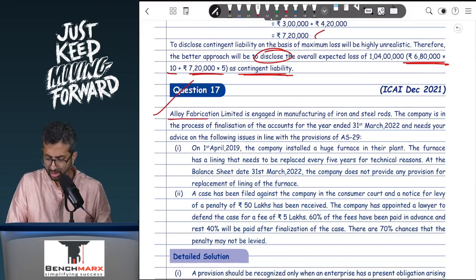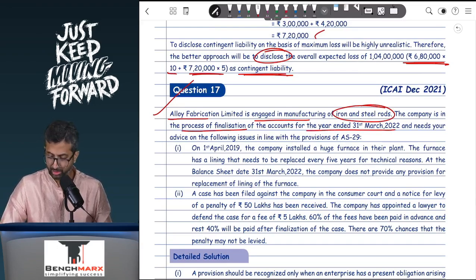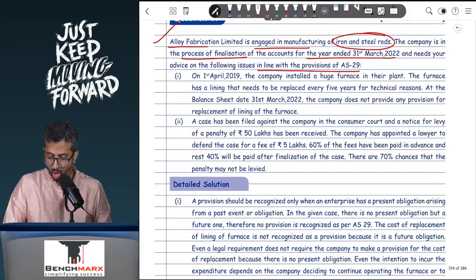Alloy Fabrication is engaged in the manufacturing of iron and steel rods. The company is in the process of finalizing the accounts for the year ended 31st March 22. So you are in the post balance sheet period and need your advice on the following in line with AS 29. On 1st April 2019, the company installed a huge furnace in their plant. Acha, you are in which year? 31st March 22. That is in the year 21-22.